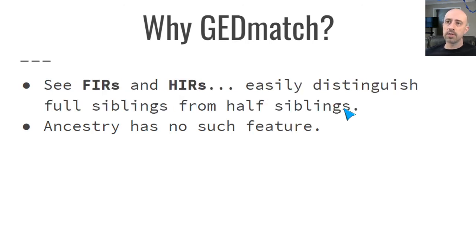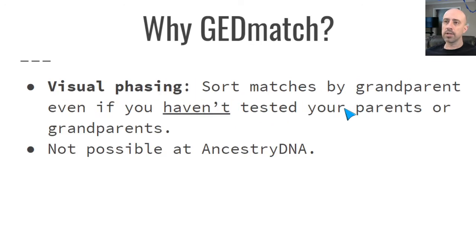GEDmatch allows you to see fully identical regions and half identical regions. This is also available at 23andMe, not available at Ancestry. So if you want to find an interesting and easy way to distinguish full siblings from half siblings, for example, you want to take a look at that at GEDmatch. It's a really nice feature.